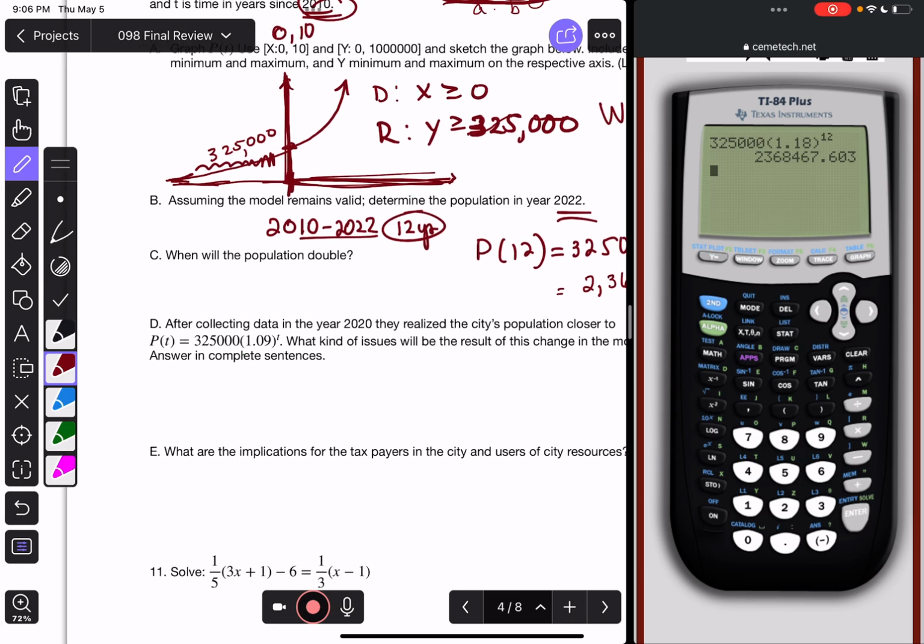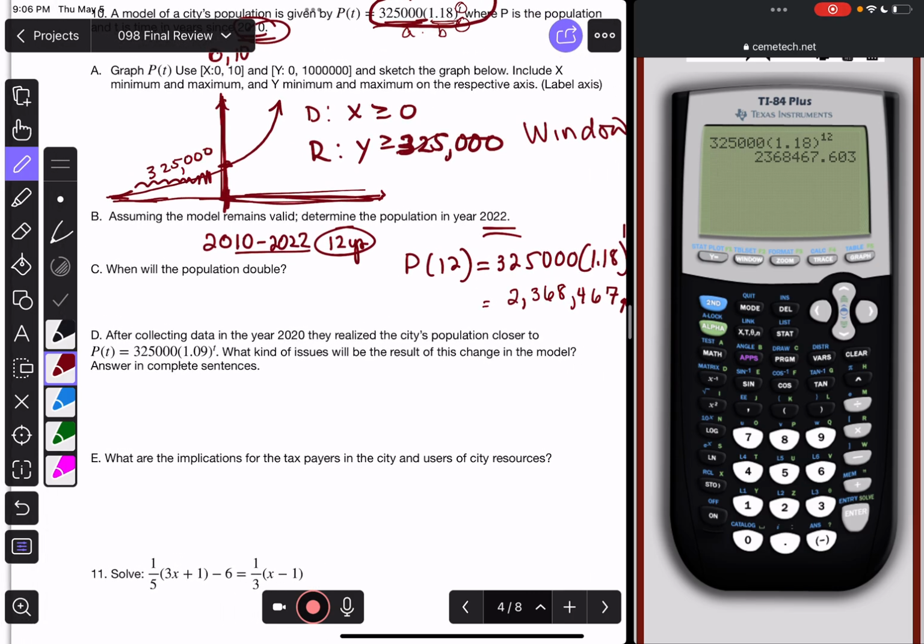Let's see here. Next question, D. After collecting data in the year 2020, they realized the city's population could be modeled closer by this equation. So the base is changed from 1.18 up at the beginning to 1.09. What kind of issues will result in this change in the model? Well, I think what I would do is recalculate maybe. You can answer this any way you want to as long as it makes sense. For this one, I think I would calculate, in 2020, so still in 12 years, what the real population would be, or what it turned out to be.